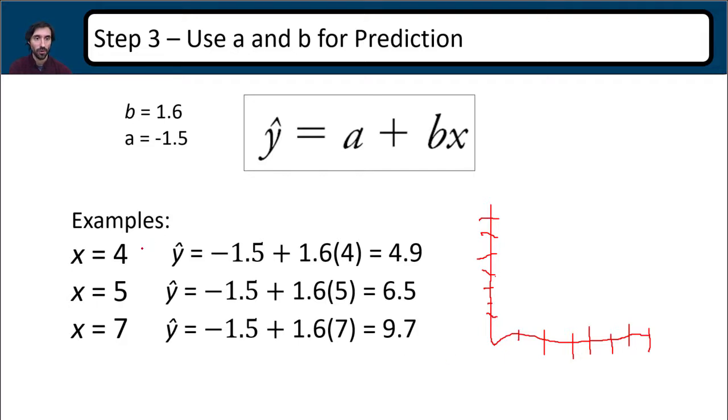All right, so if we have a 4, now we would put 1, 2, 3, 4, and then we would look at our y hat, and it would be 4.9. So then I'll go 1, 2, 3, 4.9. So it's like right there. Then for 5, it would be 6.5. So then I go 1 up, and then this would be 5, 6, 6.5. And then if we had 7 way out here, then it would be 9.7, so that's way out here. So we can see where these points are, and this should be the line that we are focusing on.